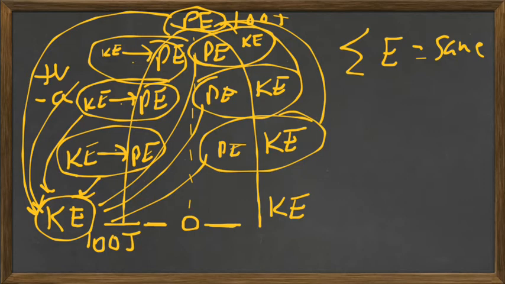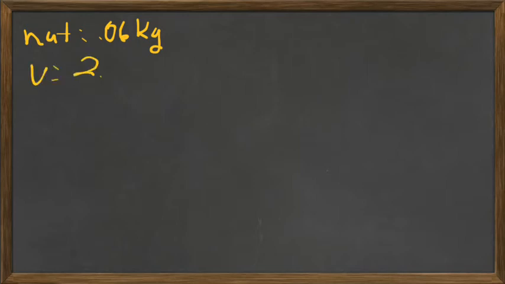So how does that work in terms of problem solving? Well, you can sometimes have one form or more forms of energy at the same time. Let's say I have a bird that's carrying a little nut. The nut has a mass of 0.06 kilograms. If it's given to you in grams, don't forget you have to convert. And the bird is flying at 2.1 meters per second at a height of 8 meters.